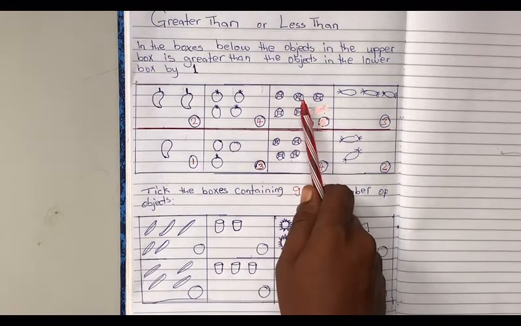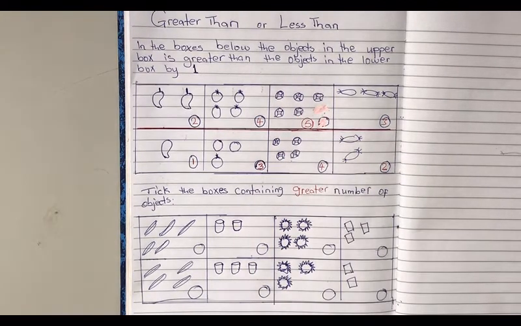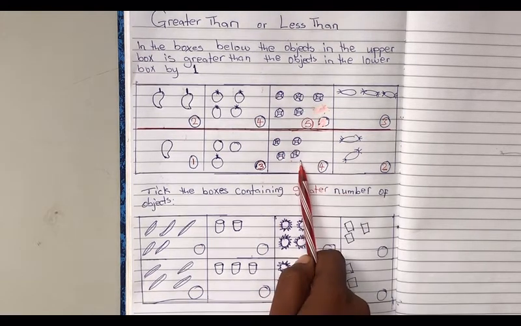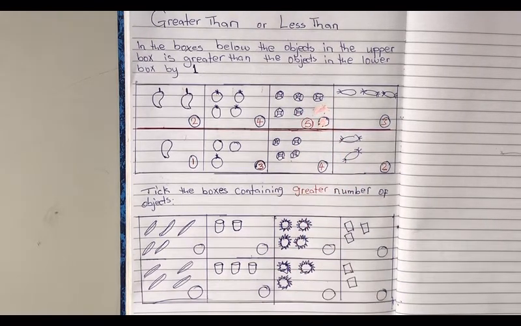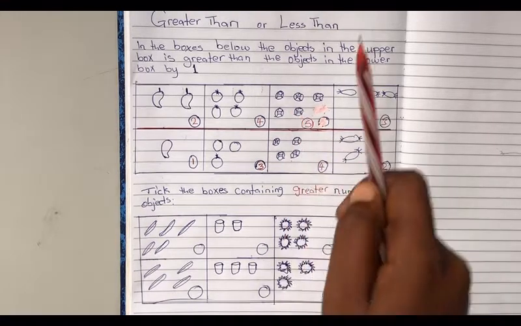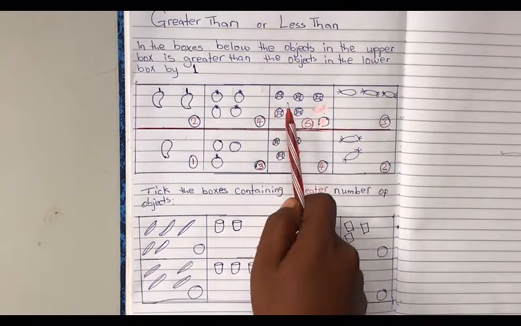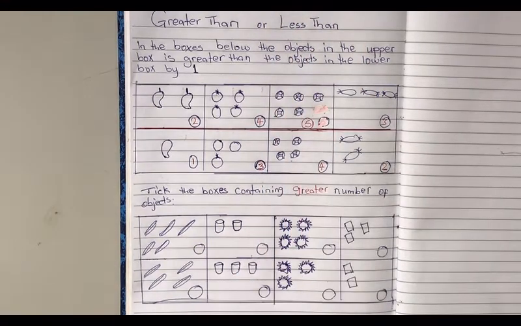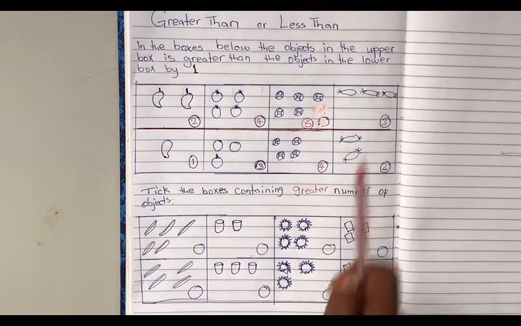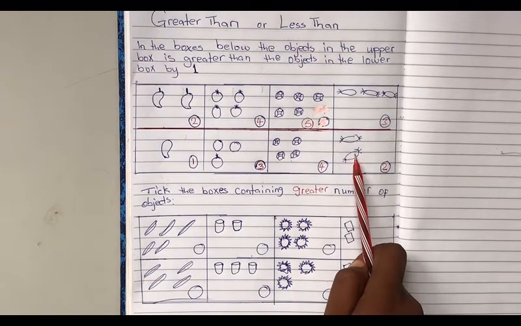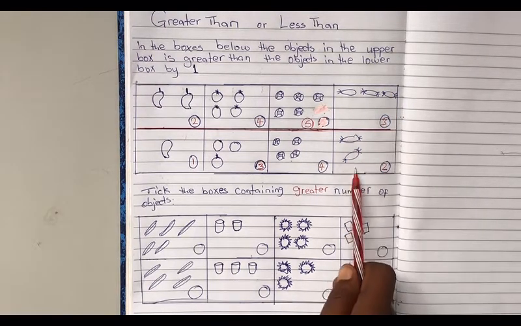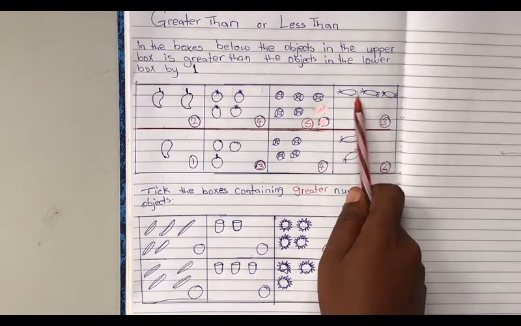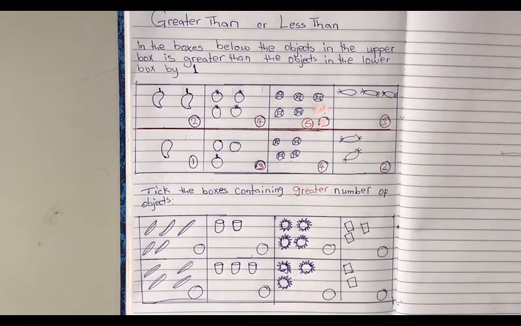Okay, so now we have balls. If you can see, we have 1, 2, 3, 4, 5. Here we have 4 only. So 5 is bigger than 4. 5 is more than 4. 5 is higher than 4, and 5 is greater than 4. Do you see? Here we have 3 sweets and 2 sweets. 1, 2, 3 is greater than 1, 2. This side of the box is higher than this by 1.